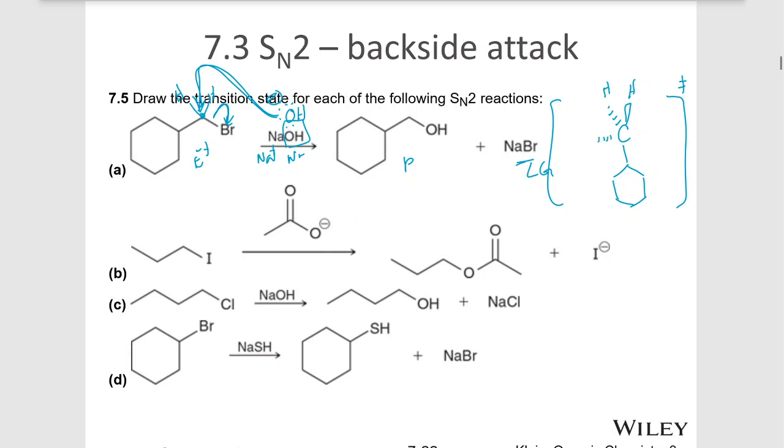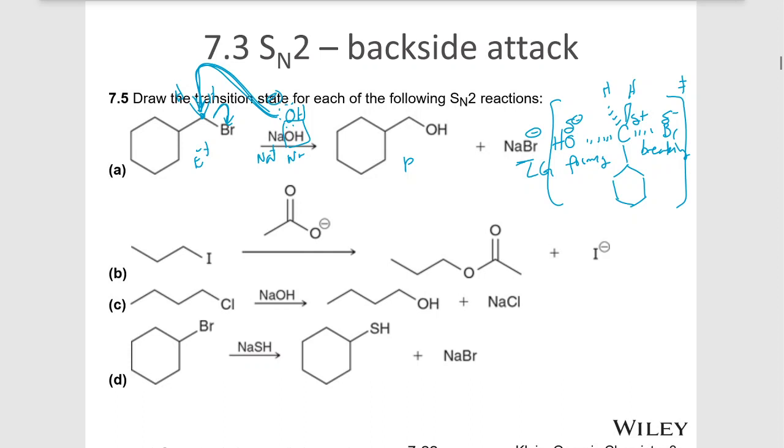And I've got a bond forming to the hydroxide and a bond breaking to the bromine. Remember, we've got partial bonds and partial charges. So I've got a partial positive on the carbon, partial negative on the bromine, because remember, that bromine leaves with the two electrons from the bond. It's going to leave with the lone pair and negative charge. The hydroxide had a lone pair and negative charge, so it's partial negative here. It's bringing that lone pair in to form a bond to that carbon. So we've got a bond forming on the left, breaking on the right.